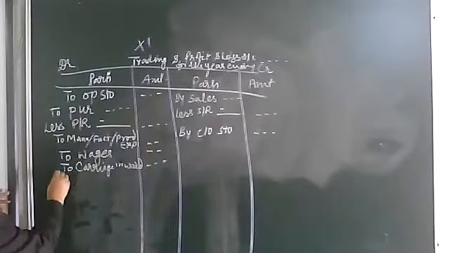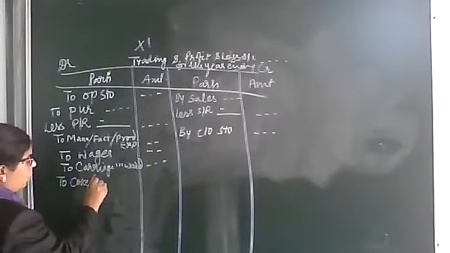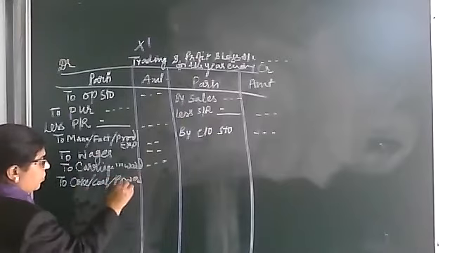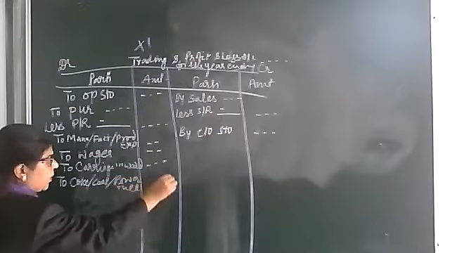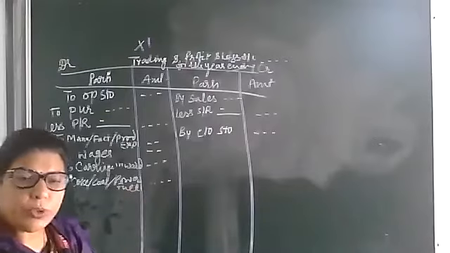Then last, coke, coal, power, fuel, because these are related with the production. Coke, coal, power, fuel means those expenditures which are related with the factory. Clear?